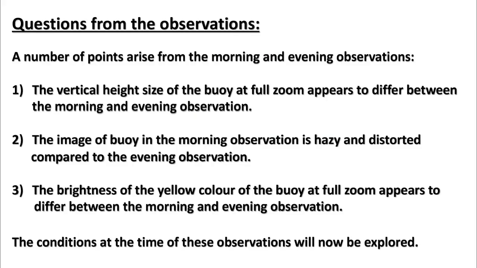Questions from the observations. A number of points arise from the morning and evening observations. 1. The vertical height size of the buoy at full zoom appears to differ between the morning and evening observation. 2. The image of the buoy in the morning observation is hazy and distorted compared to the evening observation. 3. The brightness of the yellow color of the buoy at full zoom appears to differ between the morning and evening observation. The conditions at the time of these observations will now be explored.